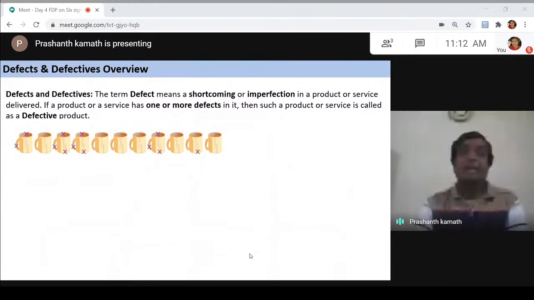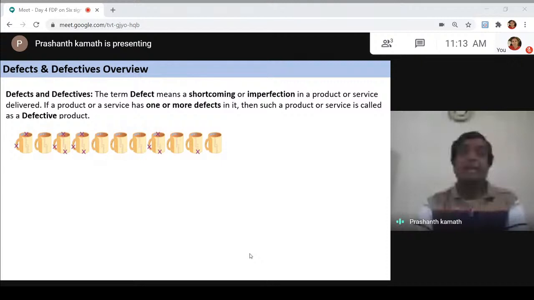Now, what will happen if the handle is broken? You obviously cannot hold the handle of the cup and have your favorite drink, tea, coffee, milk, whatever you have. What will happen if the top portion of the cup is broken? It will hurt when you are trying to sip the drink, right? What will happen if the bottom portion of the cup is broken? The cup will not stand properly on the table where you are placing it, and obviously it will fall, right? So those are nothing but the defects in that product, defects in that cup.